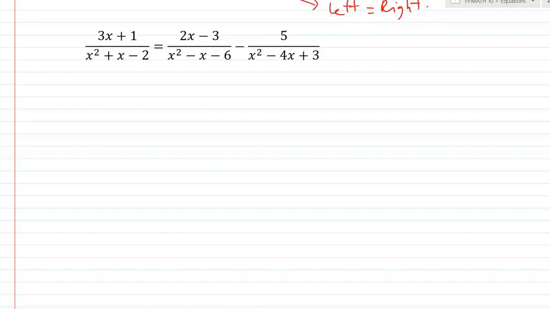All right, let's look at this new rational equation.